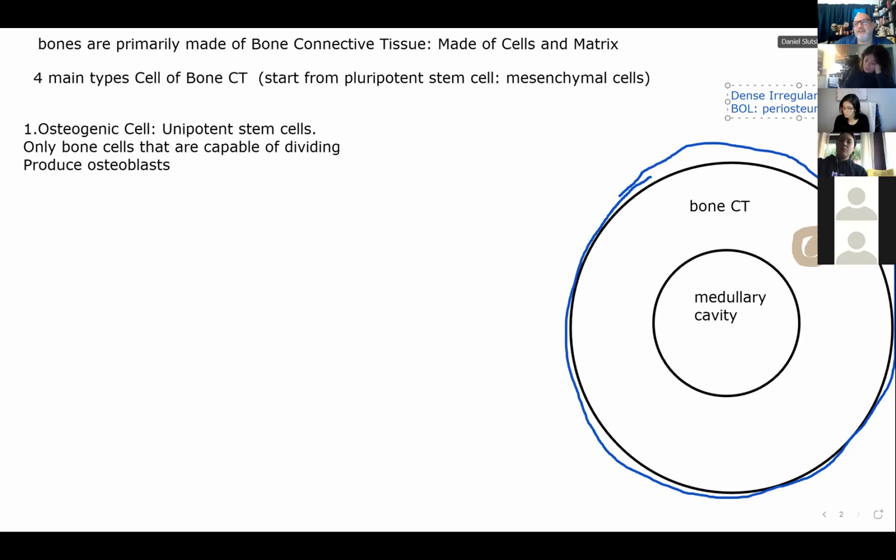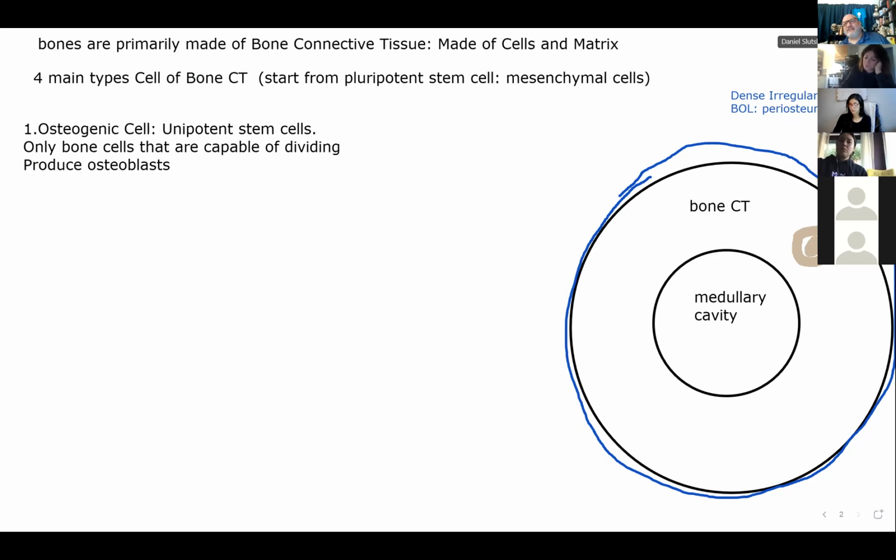It's wrapping around the outside of the bone. The only difference between this and a perichondrium is its location. This one's on bone, so we call it a periosteum. If we took this exact same dense irregular connective tissue and wrapped around cartilage, it would be a perichondrium. And whoops, nope, want that to stay blue.